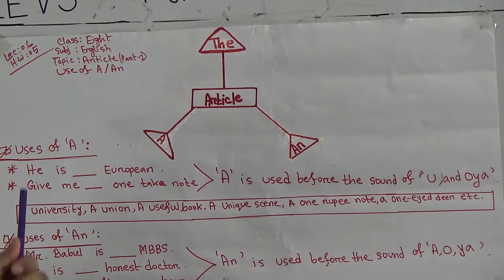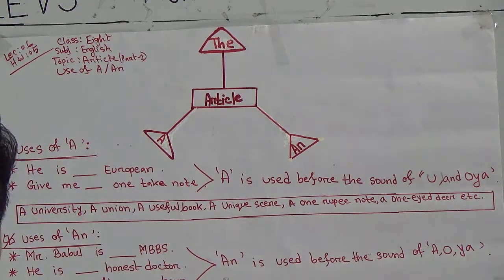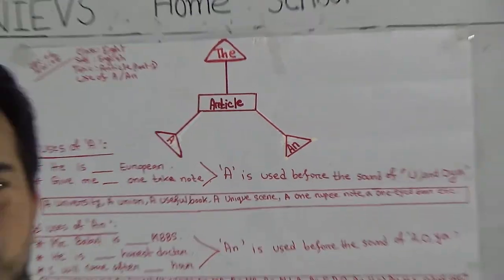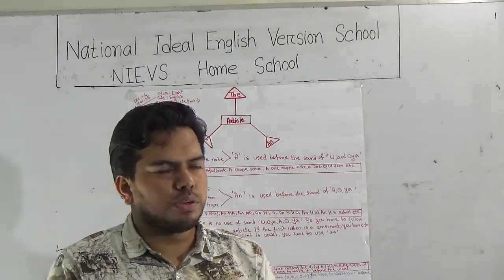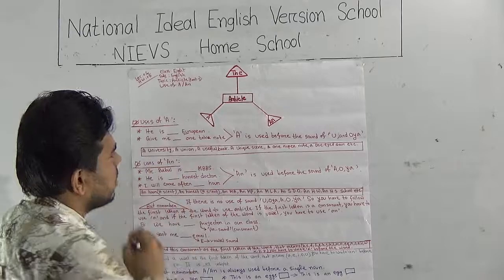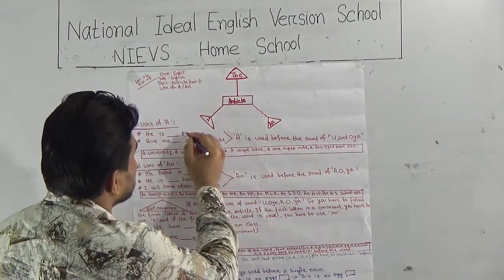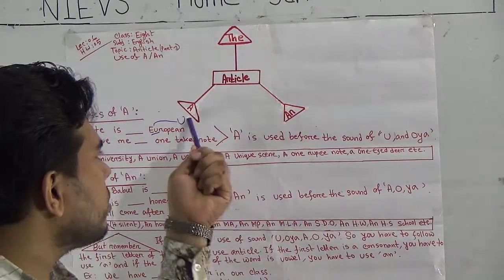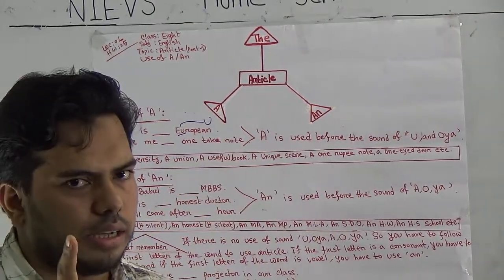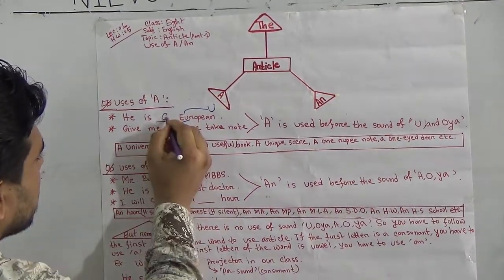First of all, if I say he is a European, he is a European. If I want to pronounce the word European, our sound comes first like U. Here, our sound comes like U. So if your sound is like U, before this sound you should use a. You should use article a.